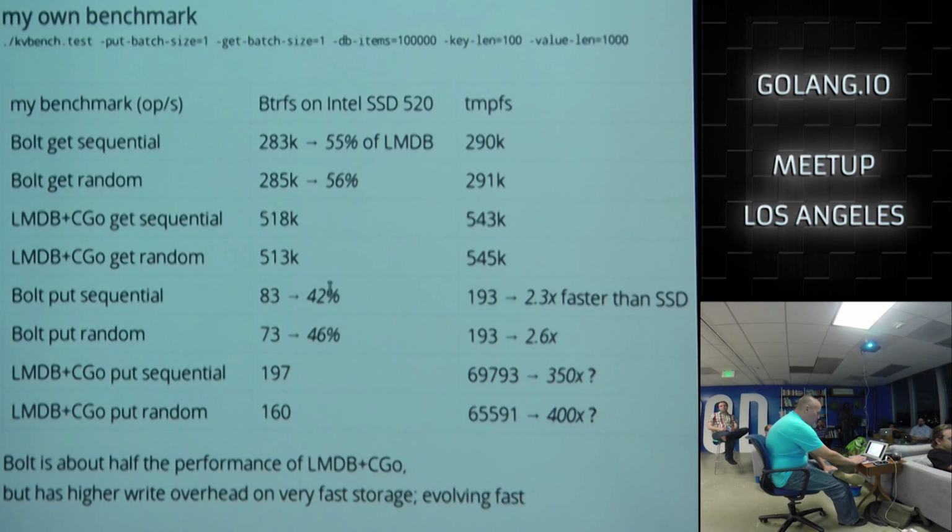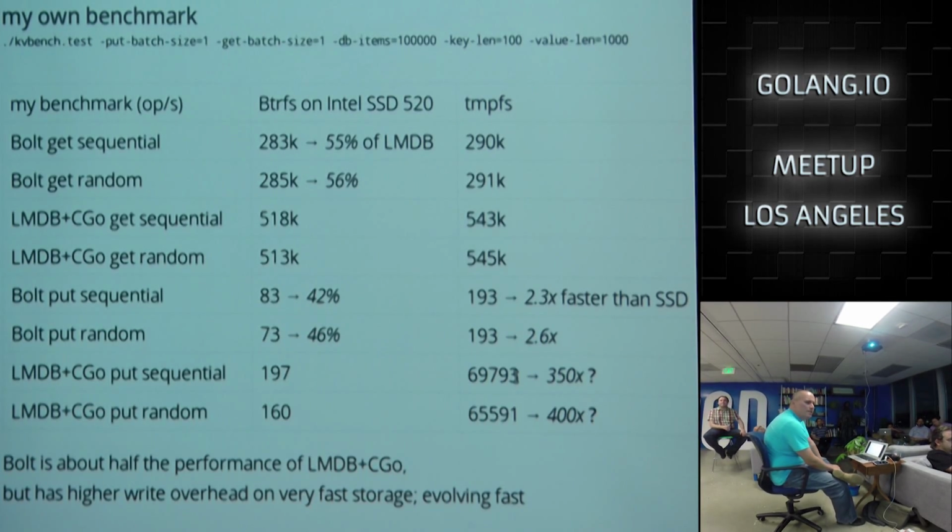Now, at the bottom, if you compare the write speeds, you can see that switching from an SSD to a temp file system makes it go faster, like 2.5 times faster for Bolt. And this is kind of funny. I don't know what's going on here, but LMDB is seeing up to 400 times the speed. And those question marks are there because I'm not sure if I should trust this or not. That's kind of funny. But anyway.